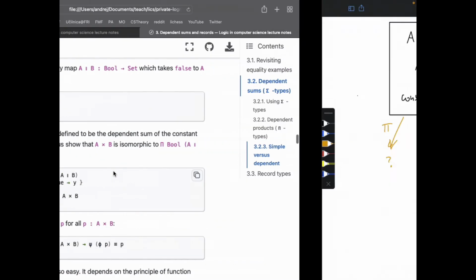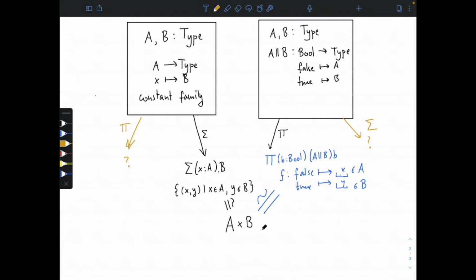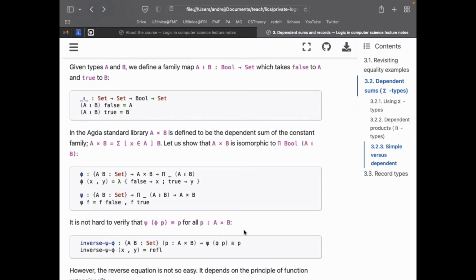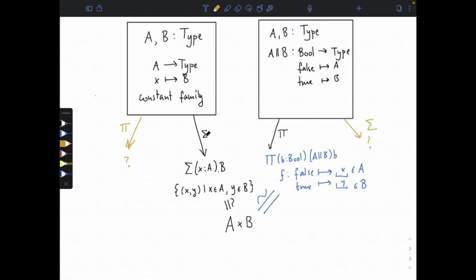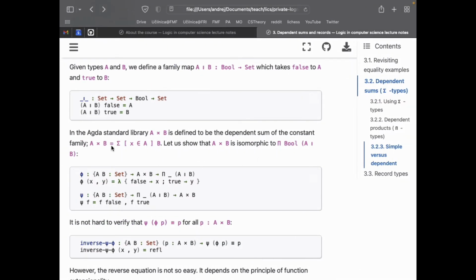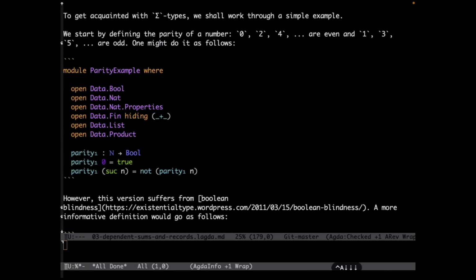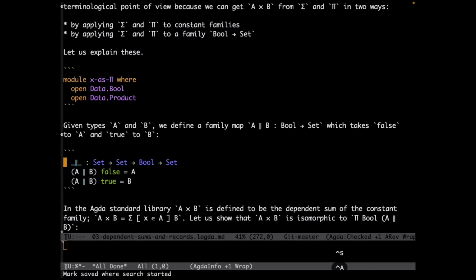Okay, let's actually see how one would prove that these isomorphisms hold here. Let's see how that works. So, how would you show that if you make a sigma of the constant family, that's the same as the pi of the two-element, the two-valued family? Here are the Agda definitions. Maybe we can have a look at the code here. So first, this is the definition of the two-element family. So AB means it's the dependent type which maps false to A and true to B.